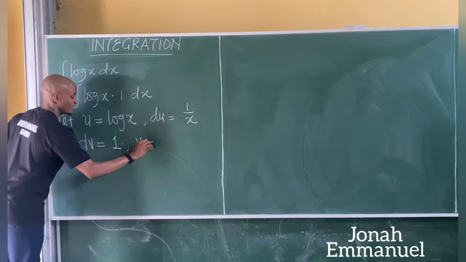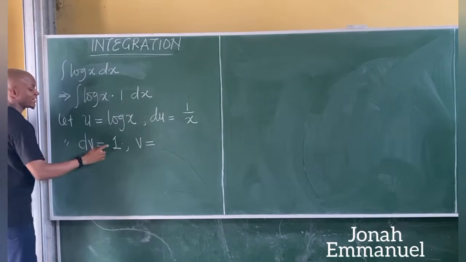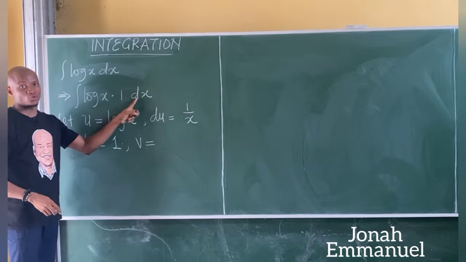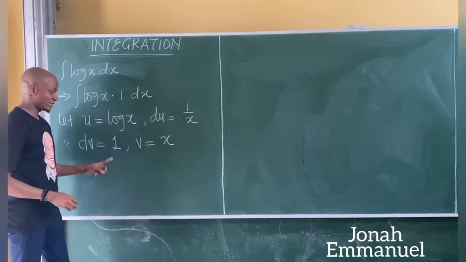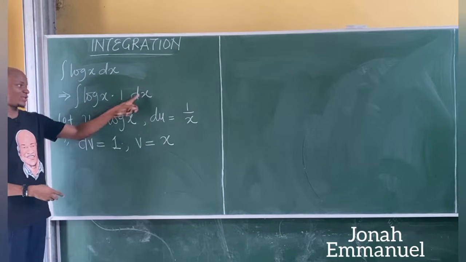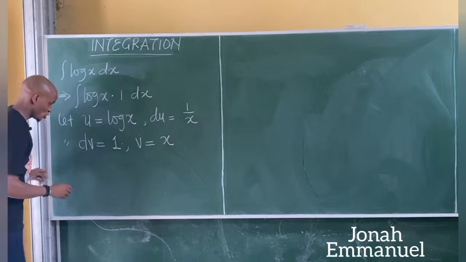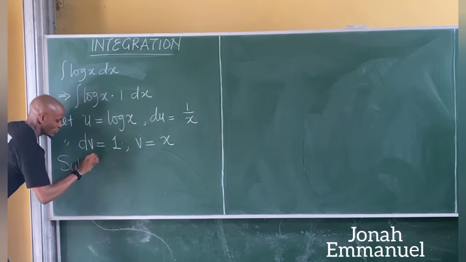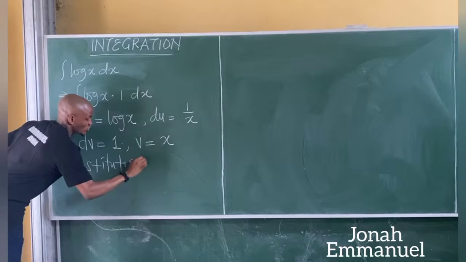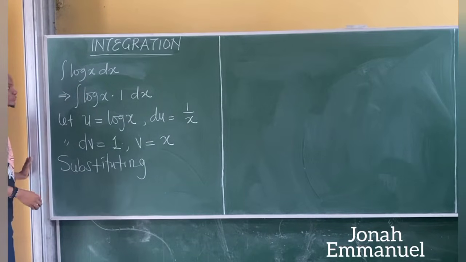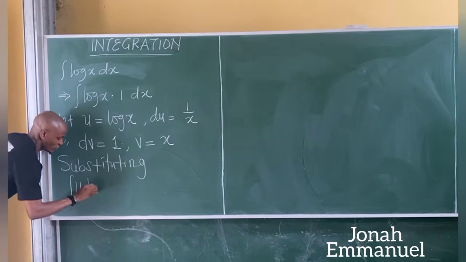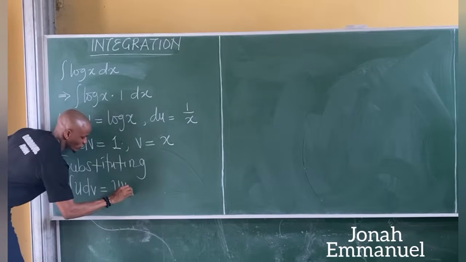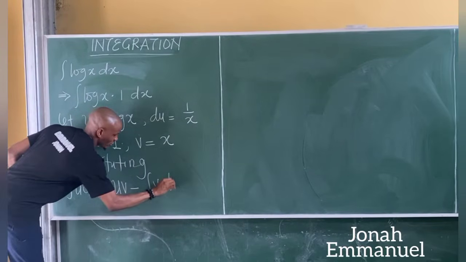If I integrate the v, I'll get v. If I integrate 1 with respect to the integral variable, which is the x, I'll get x. Hence, if I integrate 1 with respect to the x, I'll get x. Substituting these values into my equation, we said the equation is integral of u dv is equal to uv minus integral of v du.